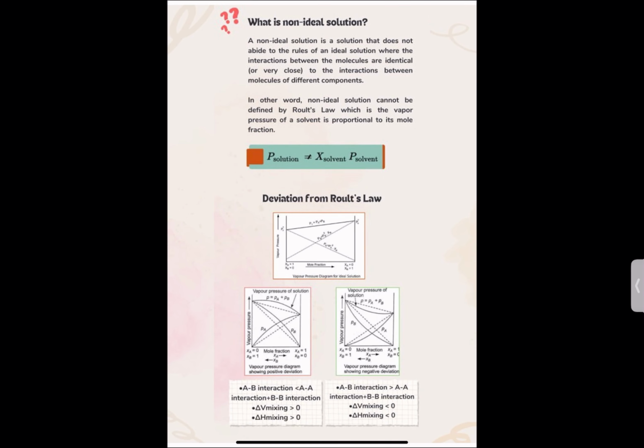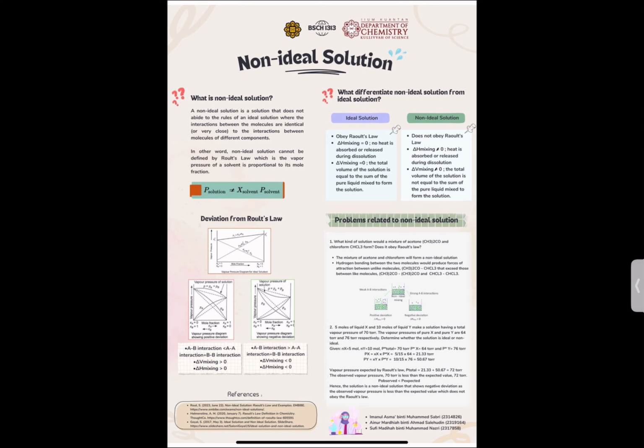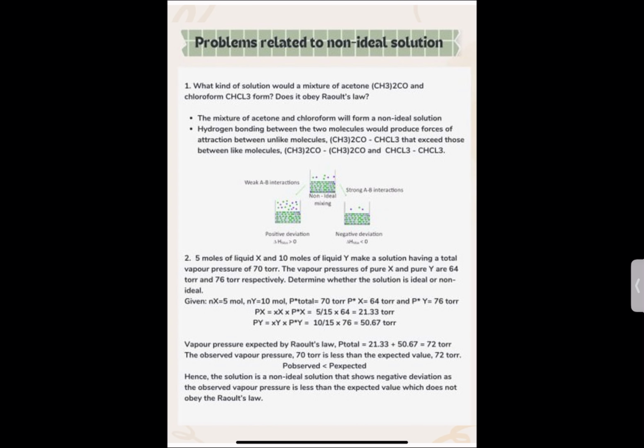Now we will move on to the problems related to non-ideal solutions. Based on the first problem, we identify that acetone and chloroform will form a non-ideal solution because hydrogen bonding between the two molecules will produce forces of attraction between unlike molecules, which are acetone and chloroform, that exceed those between like molecules, acetone and acetone, and chloroform and chloroform.